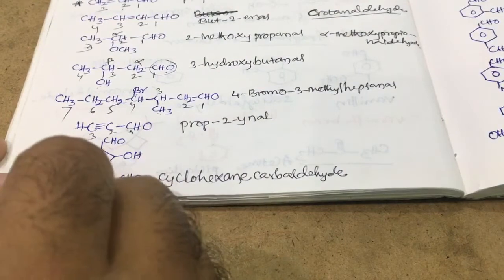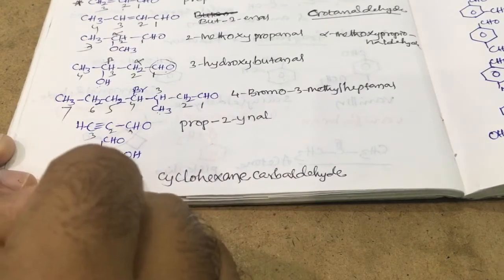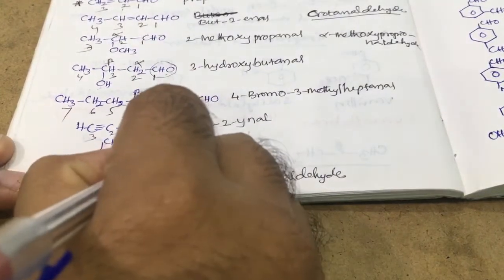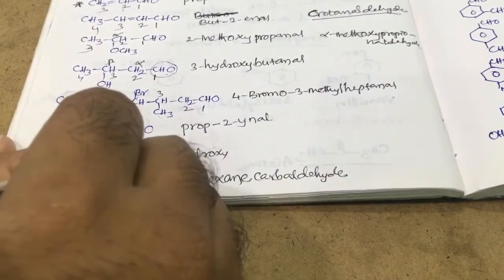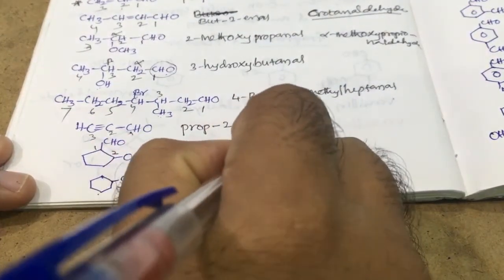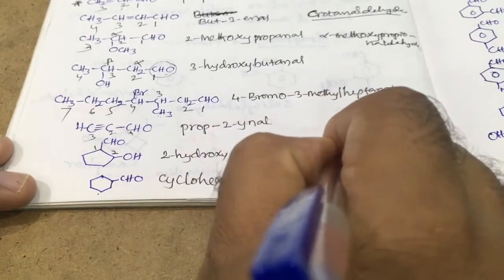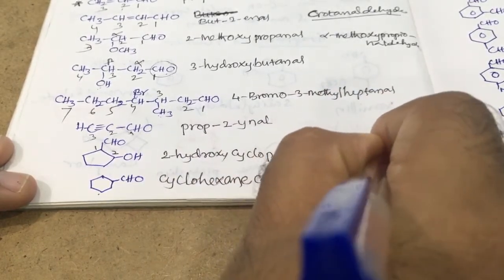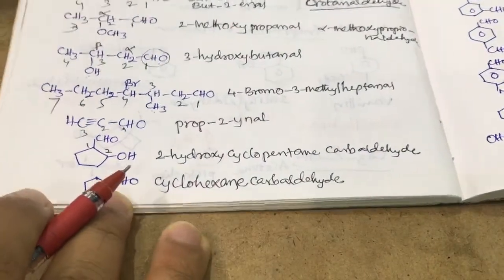It is similarly this one. How to name this: second position hydroxy is there. Now it is a substituent. That's why it is called 2-hydroxy. This is the first position. This is second position. So 2-hydroxy cyclopentane carbaldehyde. Cyclopentane carbaldehyde. Next we can go for some other compound.